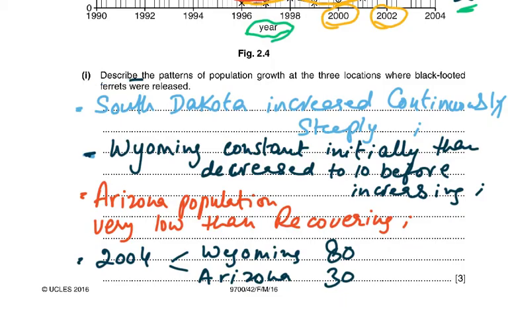Now I often tell you this is describe. Describe is no biology. So we don't want you to give us any biology. You just have to give us things of the graph and say South Dakota increased continuously, then Wyoming constant initially, then decreased to 10 before increasing. Arizona population very low, then recovering. And in 2004, Wyoming and Arizona, and I gave the figures of the population. So describe is no biology. You just give me points of the graph. You just look at the graph and you give me all the points.